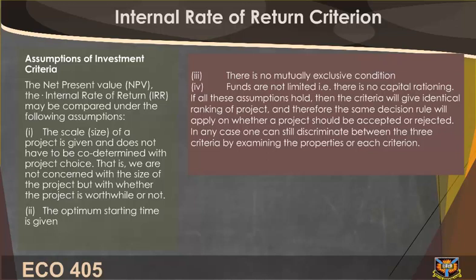If all these assumptions hold, then the criteria will give identical ranking of projects, and therefore the same decision rule will apply on whether a project should be accepted or rejected. In any case, one can still discriminate between the three criteria by examining the properties of each criterion.